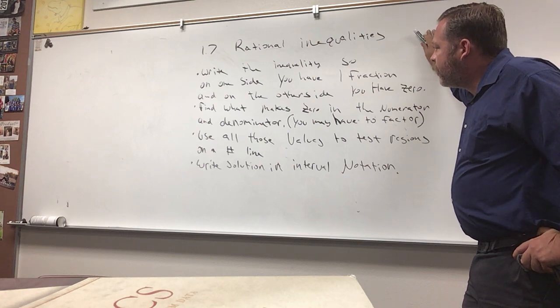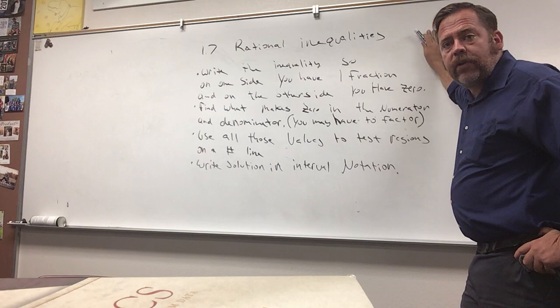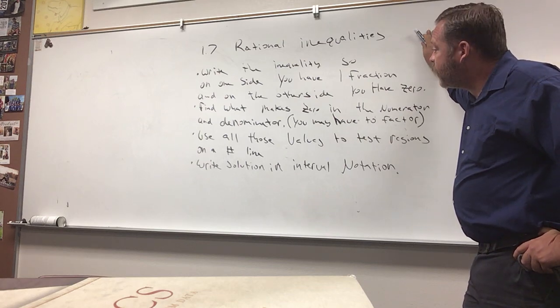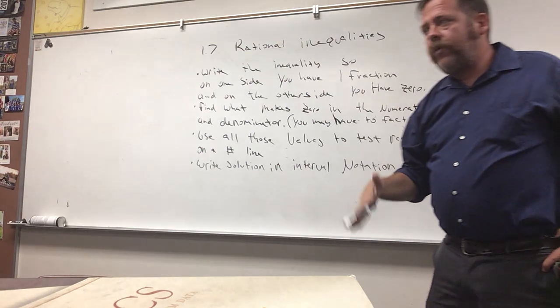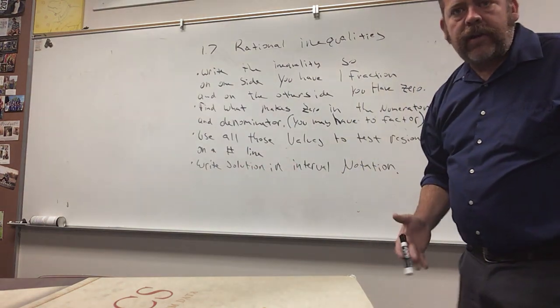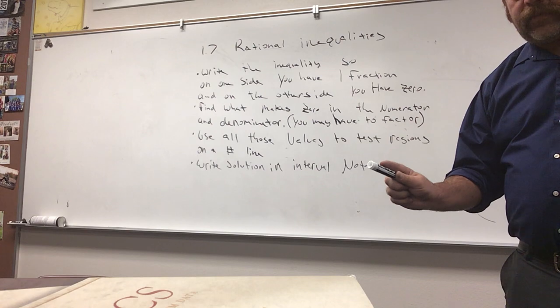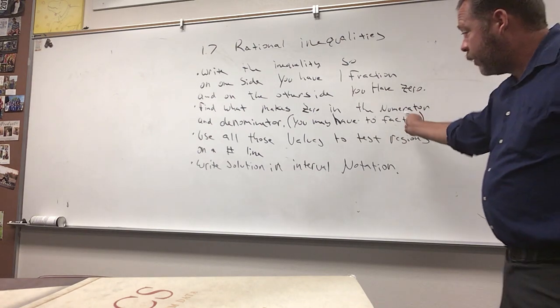But the first thing you want to do is write the inequality so on one side you have one fraction. You want just one fraction, so you need to combine it. And then on the other side of the inequality you have to have 0, okay? And then when you look at your fraction, on the side of the inequality that has a fraction, you need to find out what would make the numerator 0 and what would make the denominator 0. So you might have to factor those.